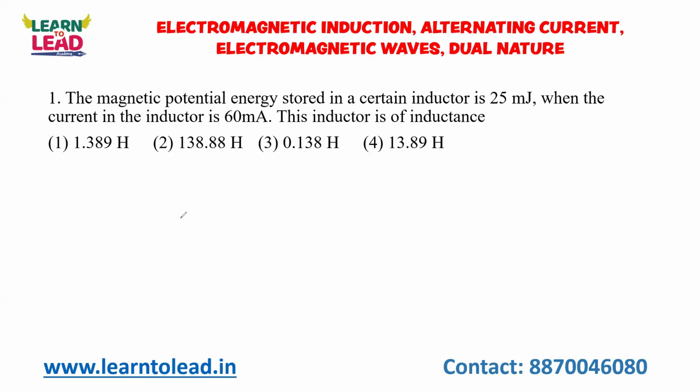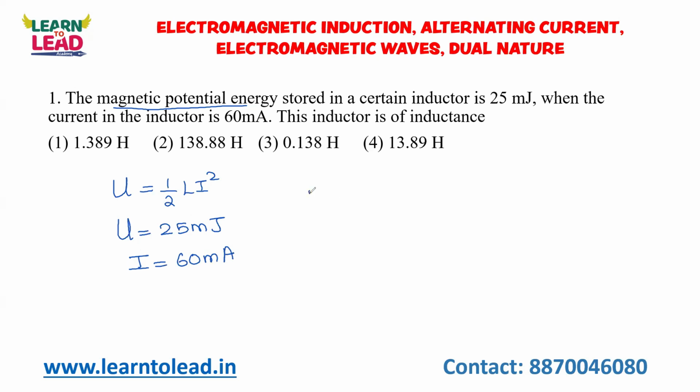Now let us see how to solve the questions based on electromagnetic induction, alternating currents, electromagnetic waves, and dual nature. Now let us see the first question. The magnetic potential energy stored in a certain inductor is, you should take it as Q, equal to half L I squared in case of an inductor. The magnetic potential energy stored is 25 millijoules when the current in the inductor is 60 milliamps. So what is the value of inductance?